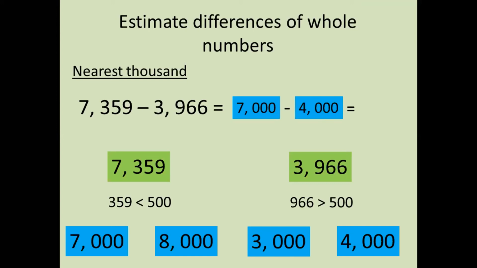What's the answer? 7,000 minus 4,000? 3,000.